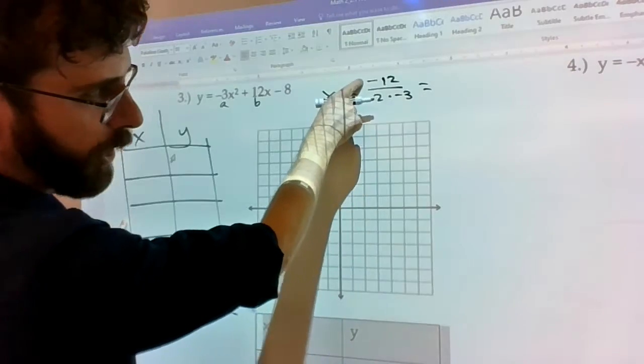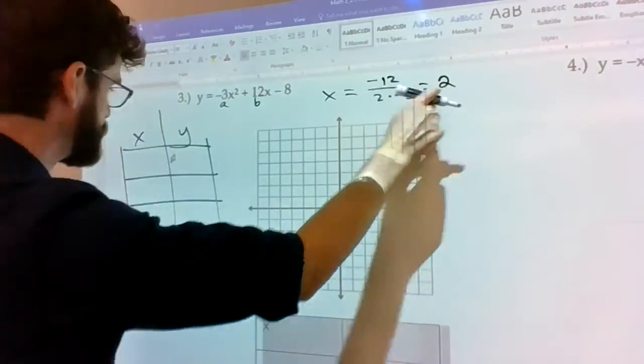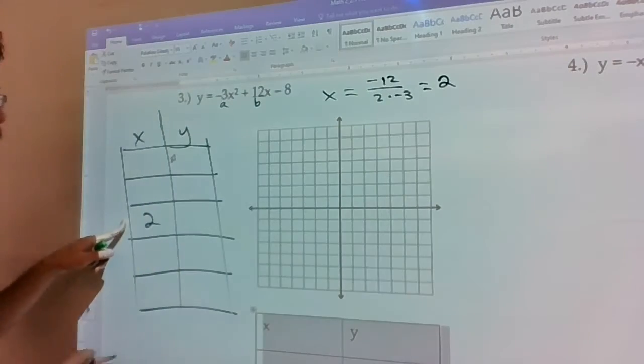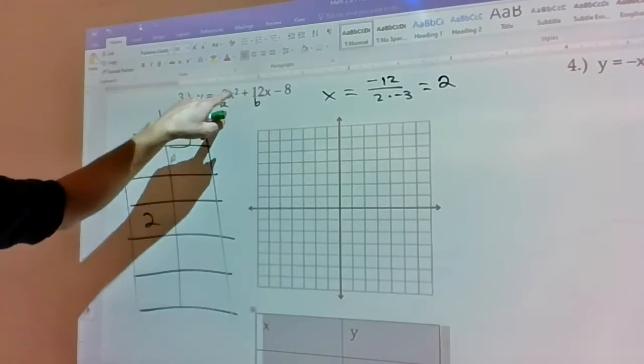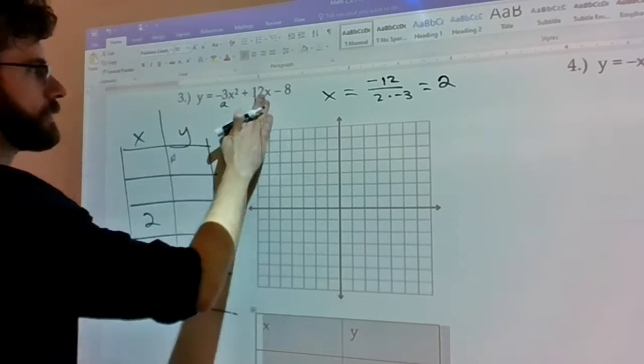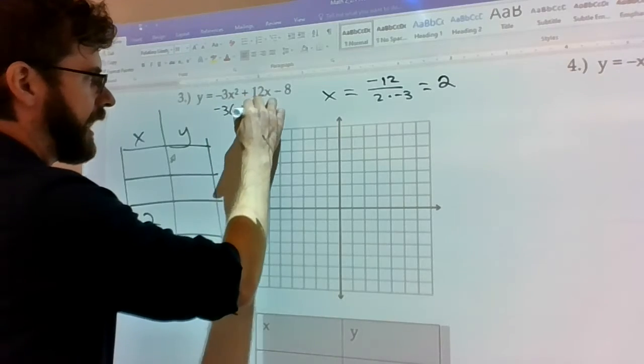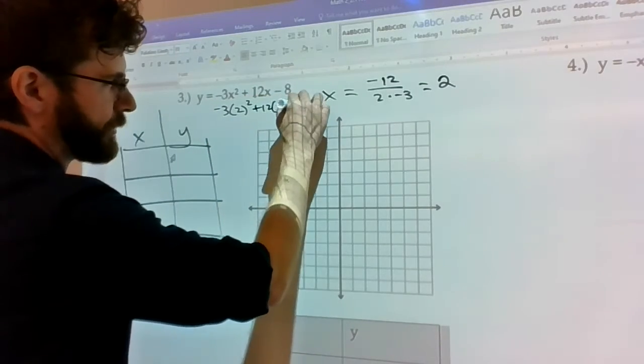This gives me negative 12 over negative 6, which is positive 2. Okay, so x equals 2 is going to be my middle value. Plug that into the original equation, just like before. I will let you guys calculate that on your own.